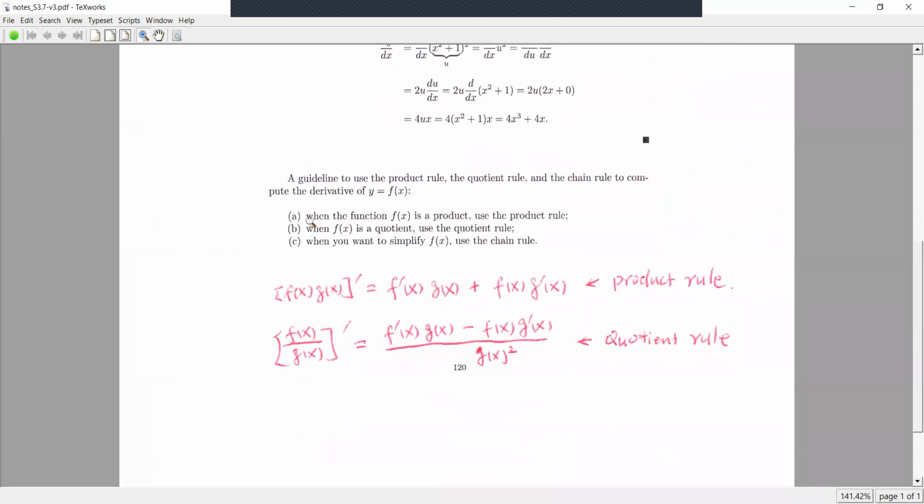A. When the function is a product, use the product rule. B. When the function is a quotient, use the quotient rule. C. When you want to simplify the function, use the chain rule.